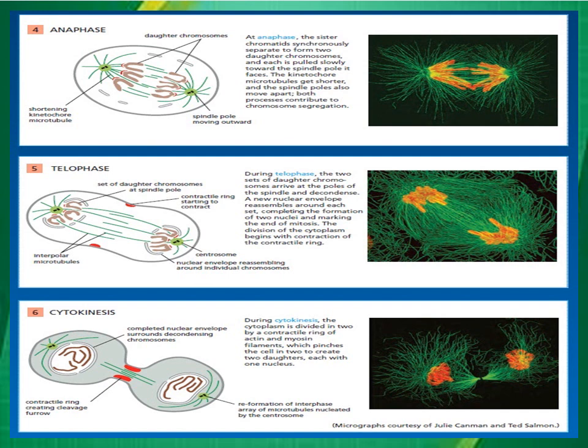The division of the cytoplasm begins with contraction of the contractile ring. Cytokinesis. During cytokinesis, the cytoplasm is divided in two by a contractile ring of actin and myosin filaments which pinches the cell into two to create two daughters, each with one nucleus.